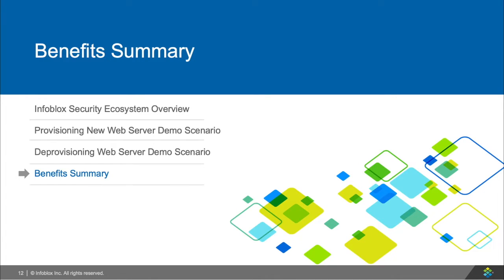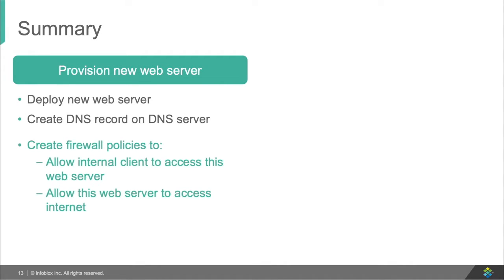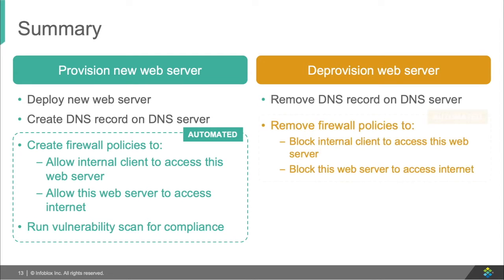Now let's walk through what we just did and the benefits it gives you. First, we deployed a new web server and created a DNS record on the DNS server. As a result, the firewall was automatically provisioned to give the client access to the web server and allow the web server access to the internet. Then, automatically, vulnerability scanners started to run and we saw the vulnerabilities associated with the web server. When deprovisioning the web server, we simply remove the DNS record and as a result, the firewall immediately started to block all access to the web server.